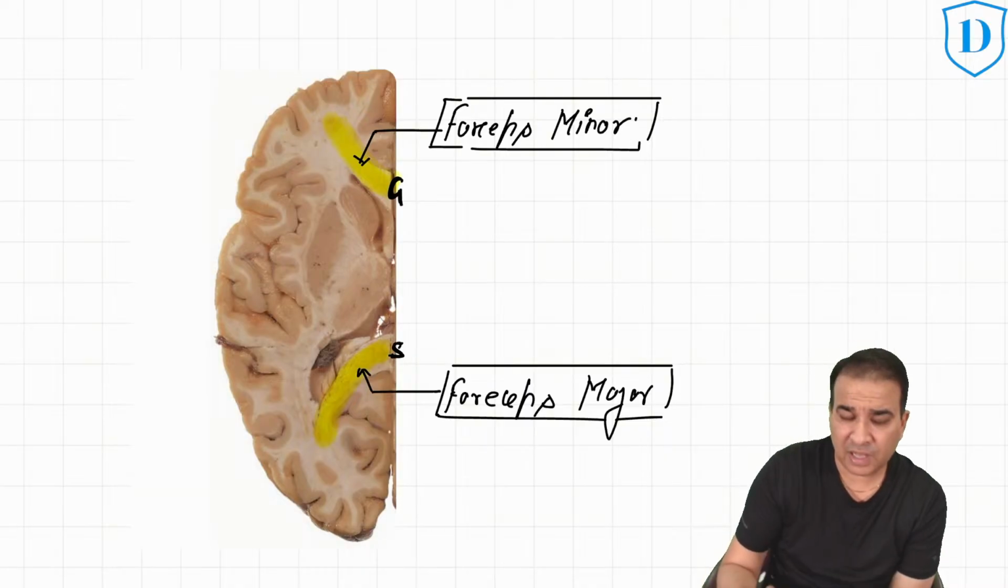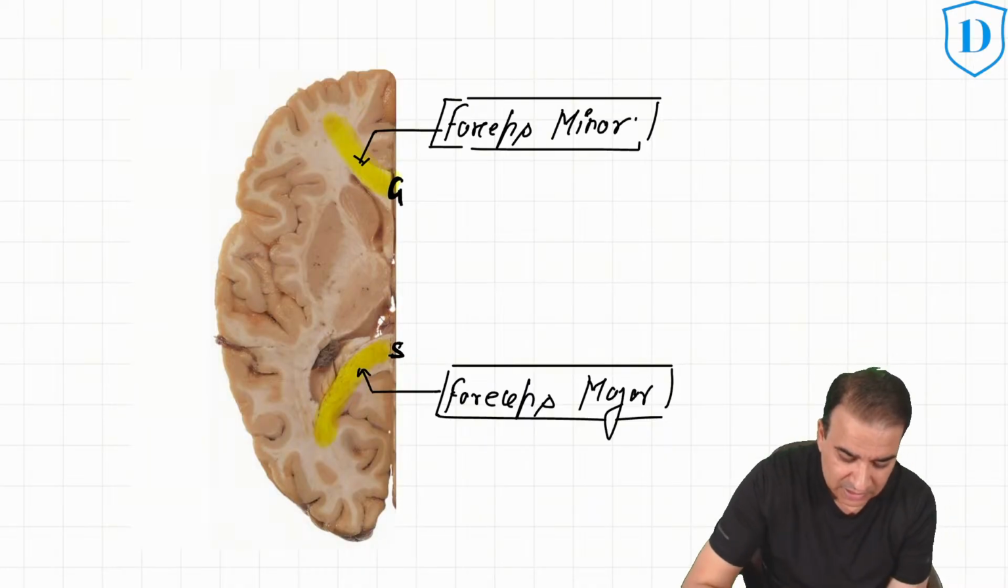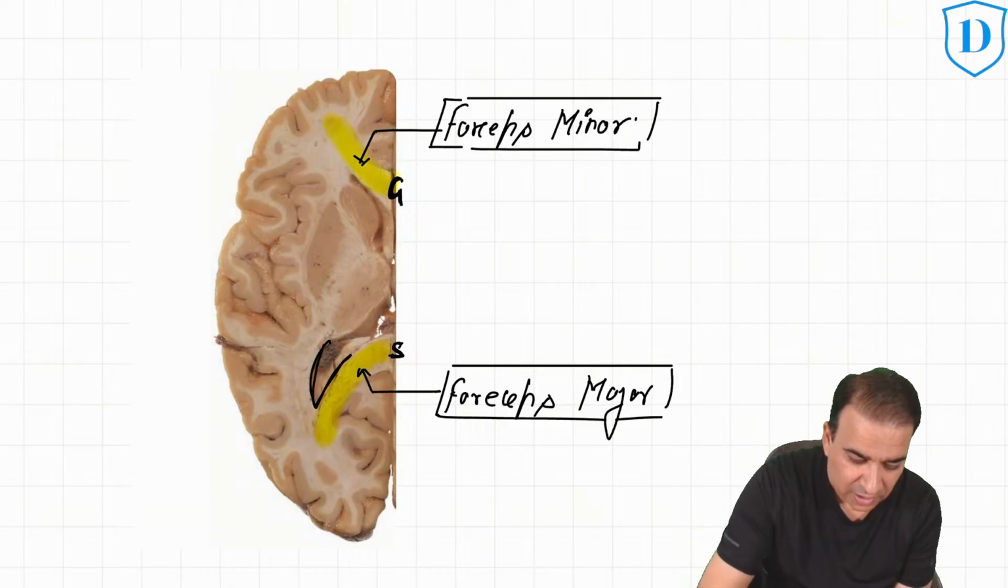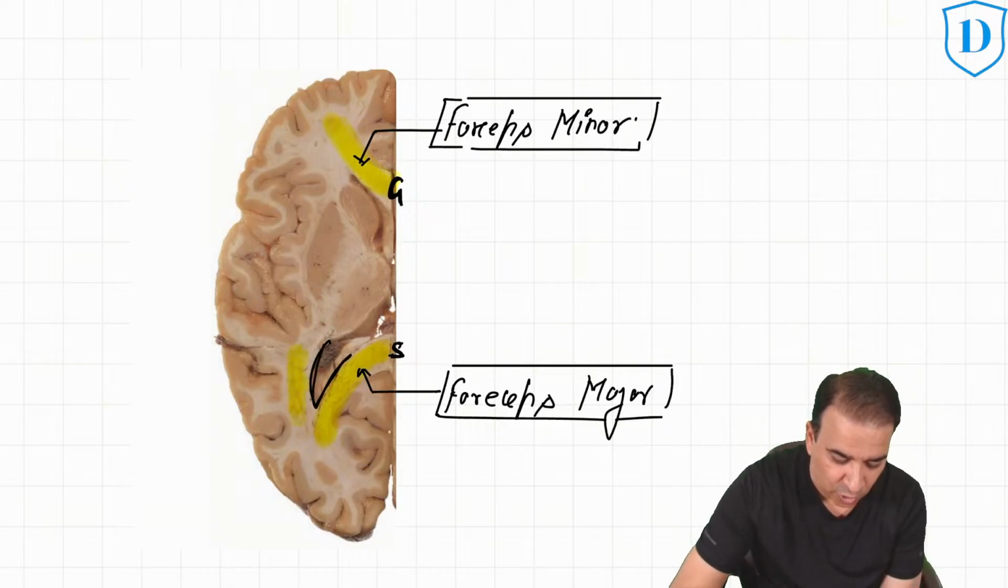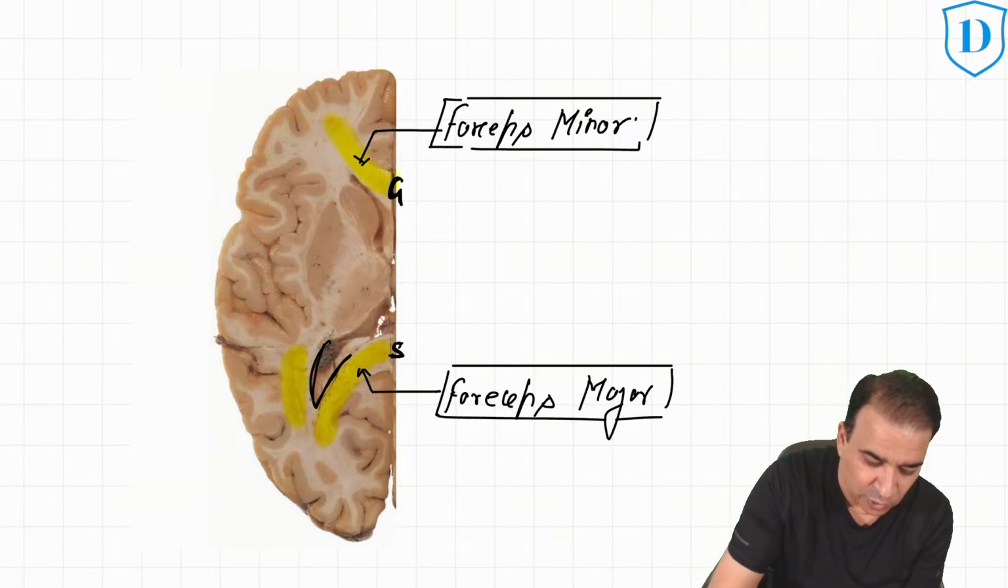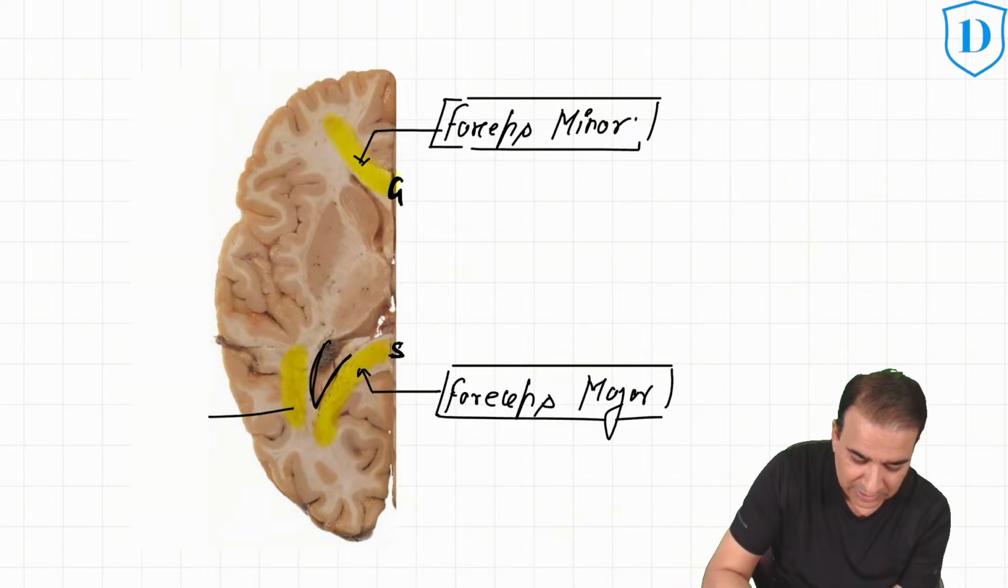And forceps major के अगर आप और भी बाहर जाएंगे, देखो this is the posterior horn of lateral ventricle. Can you see the posterior horn? That's the posterior horn of lateral ventricle. So if you go further outside the posterior horn, there is another set of white matter that you will notice there on the posterior side, and that is called as a tapetum.